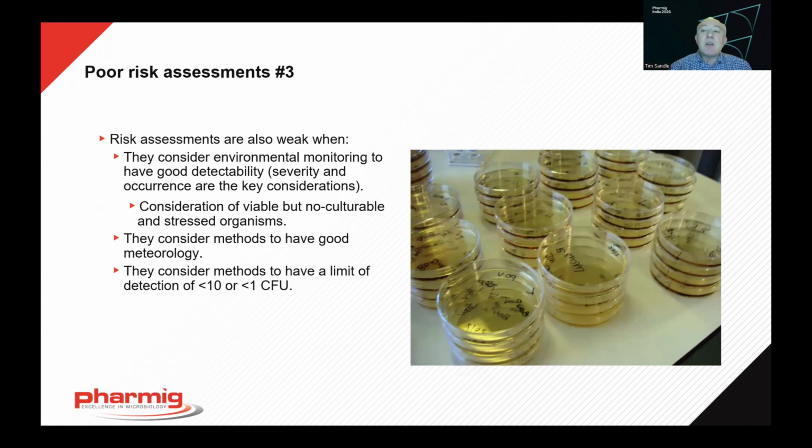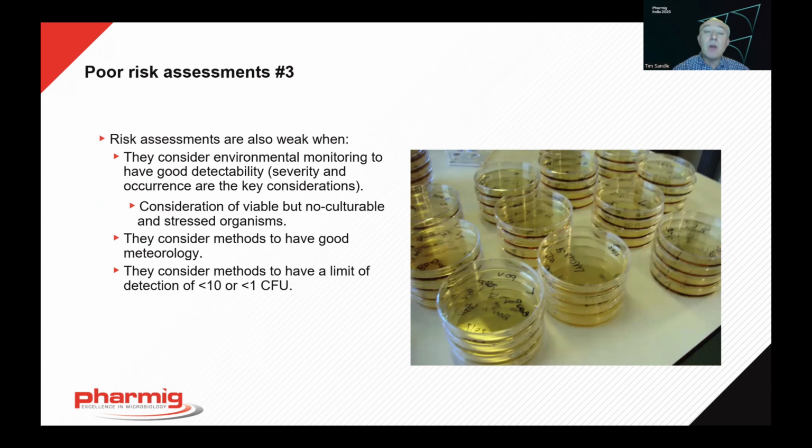Risk assessments can also be weak if they're over-reliant upon environmental monitoring. So environmental monitoring can be very useful, but its detectability is limited. We're only going to grow certain microorganisms that can grow with that particular culture medium formulation, that are going to grow at the temperatures at which we elect to incubate the medium.